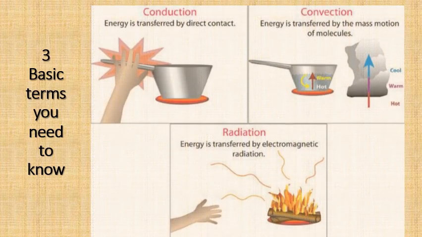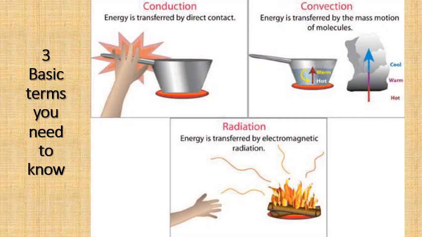Before moving into the topic, there are 3 basic terms which you need to know, which I probably believe that you would have heard quite a lot of times, and that will give you a better understanding of the chapter. So conduction, convection, and radiation are 3 basic terms you would have learned in your physics or chemistry or science in your lower classes. But let's brush up what it is again.